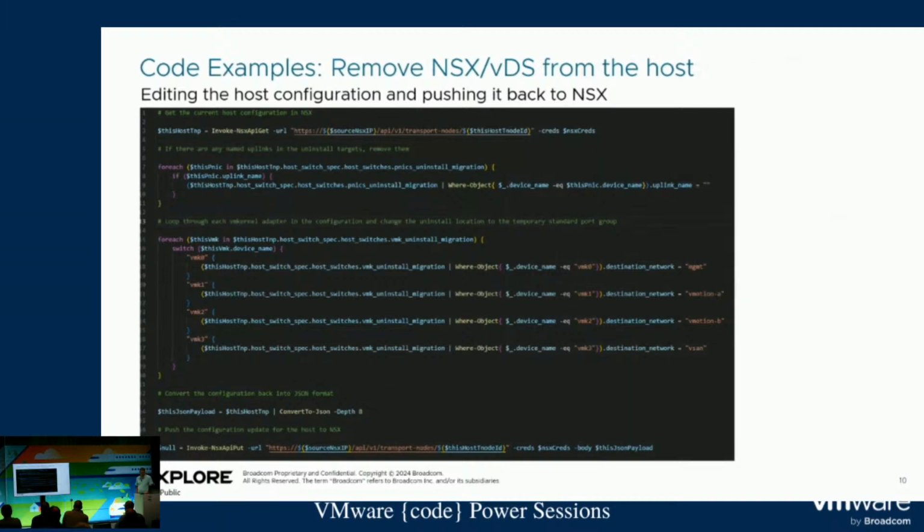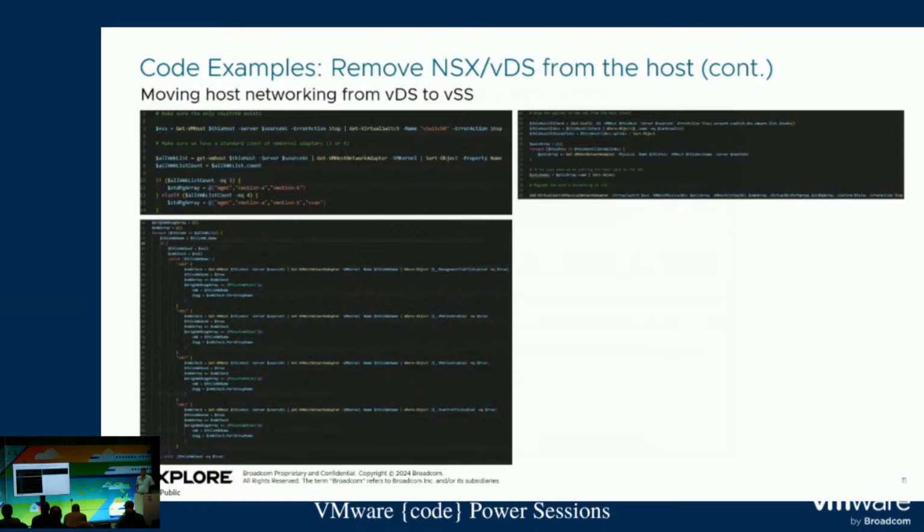All right, so this is an example of the process we took to move the host networking from NVDS directly to vSwitch0 on the host. The first step in the process is to detach any transport node profile from the cluster. Then the script grabs the current NSX configuration of the host, removes any named uplinks, loops through each of the VMkernel adapters in the configuration, and changes the uninstall path to the newly created port groups on the host standard switch. It then converts that configuration back into a JSON payload and puts that back into NSX. Once that's done, the script then initiates an NSX uninstall process for the host.